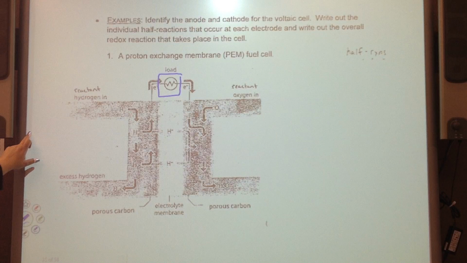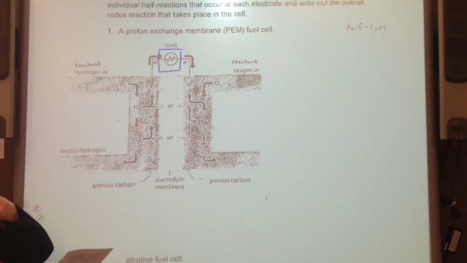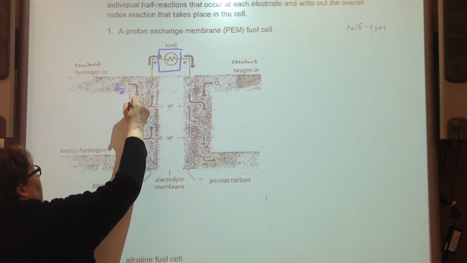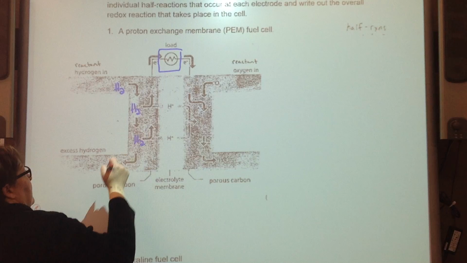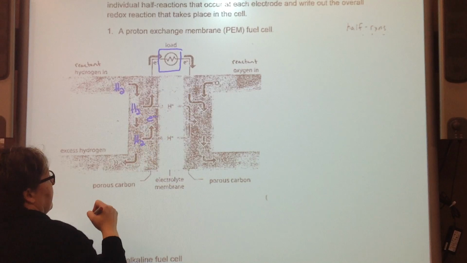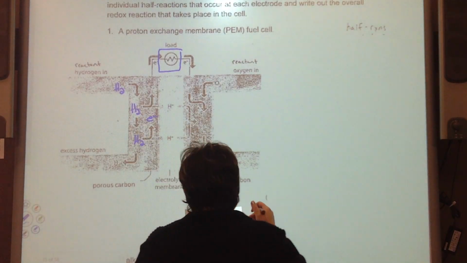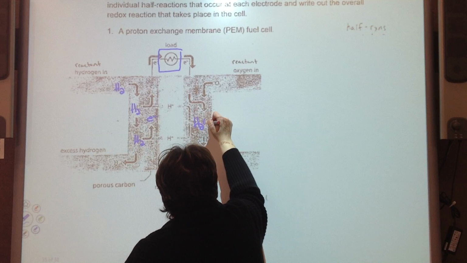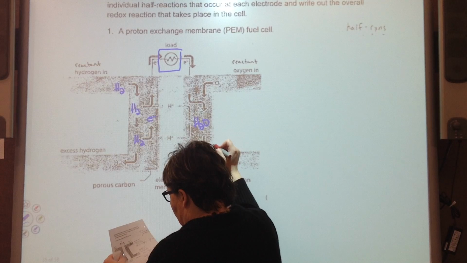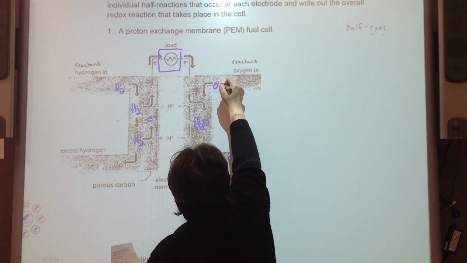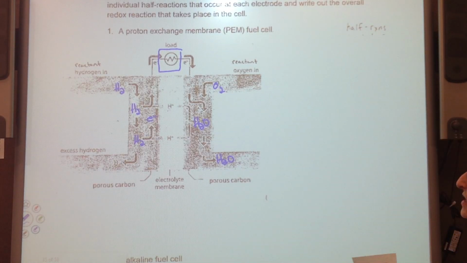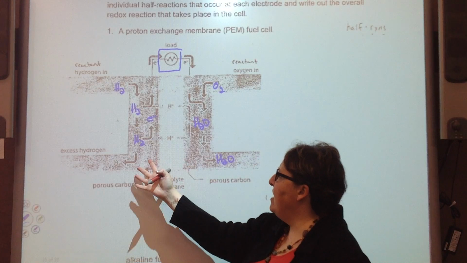So hydrogen goes in, and you can't see this very well, but this is hydrogen as a gas. So there's lots of bubbling happening. There's electrons in here. What about on this side? This is water. This is oxygen. Okay. This is your porous carbon. So these are inert electrodes.